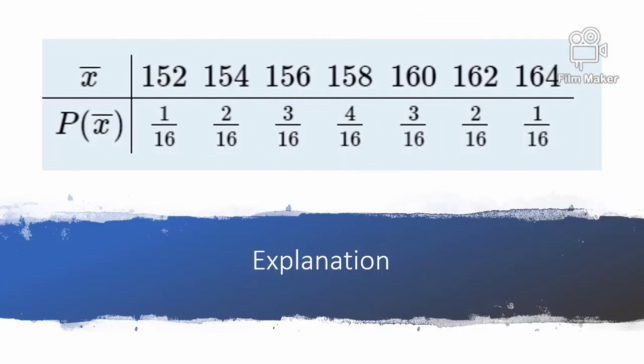So this will be the explanation. We know that 152 is only 1. And then 154, it's only 2. 156, it's only 3. 158, it's only 4. 160, it's only 3. 162, it's only 2. And 164, it's only 1. So we have already 16 means that we get in the different average.